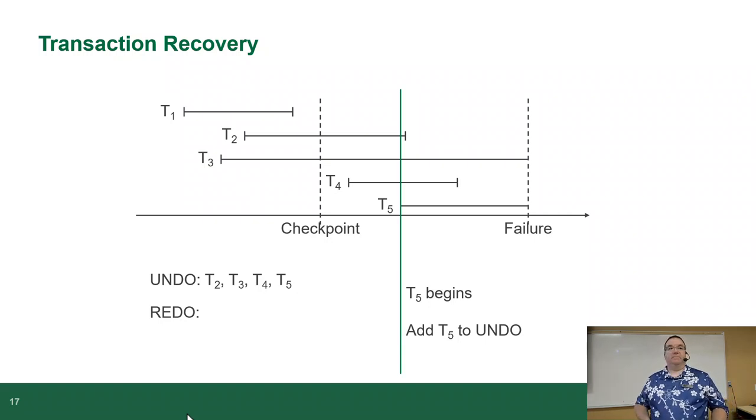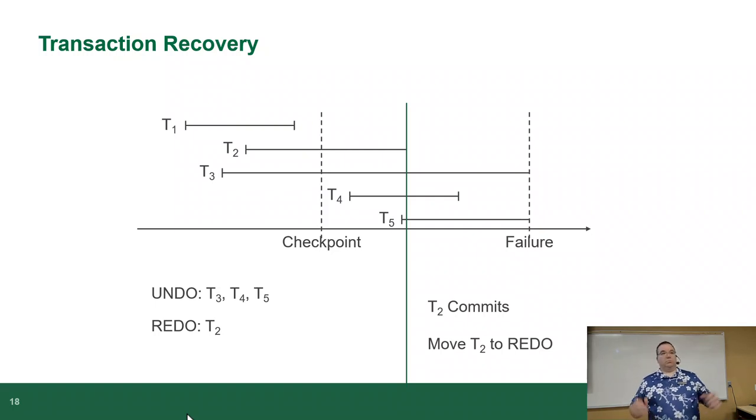Transaction five begins. Guess what? Transaction five goes to the undo pile also. Because at this point in time, two, three, four, and five, none of these have finished. They're still running. Therefore, right now, they're all in the undo pile because nothing completed. If the server were to suddenly die right now, all four need to be undone as if they never happened, because we don't want to leave the database in an inconsistent state.